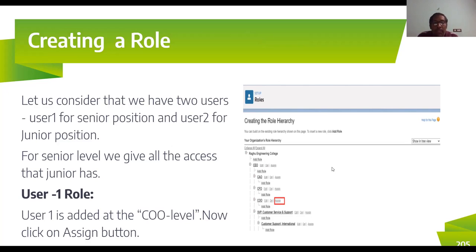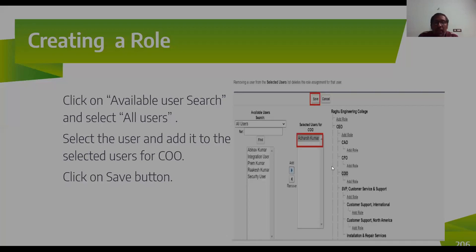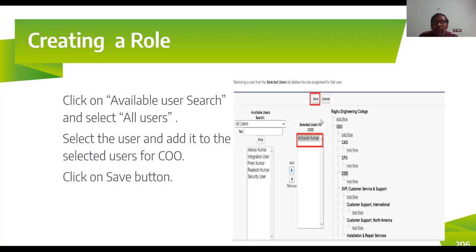So now for the senior position, we are adding the user for COO, right? In that case, you can click on this, and it will take you to the available users. From there you can select the user, add it to the selected users for COO, and then save it. The particular user will be assigned to the COO role, right? Similarly for the second one also, right?